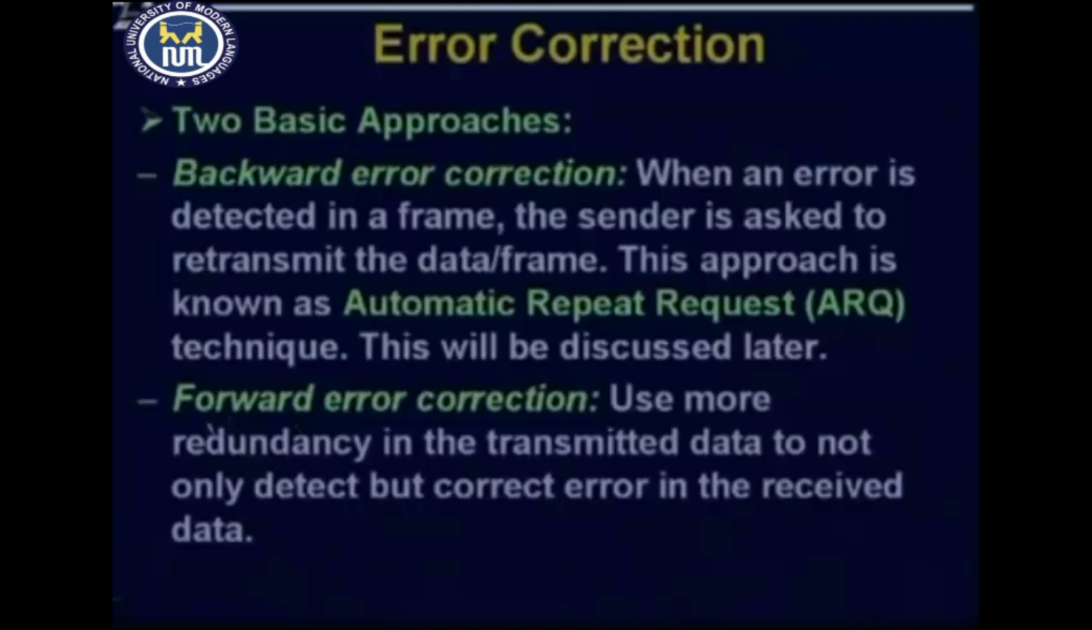In this lecture we will discuss forward error correction. In this type of error correction, we use more redundancy in the transmitted data to not only detect but correct error in the received data. So error correction is there. It is based on the received data. We don't ask for retransmission. We detect the error and we correct the data on the receiver side.